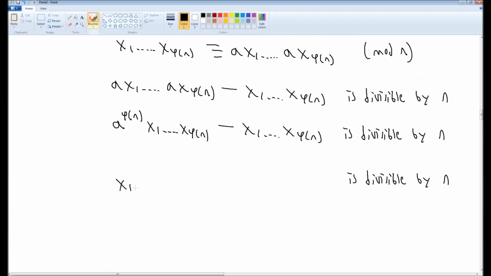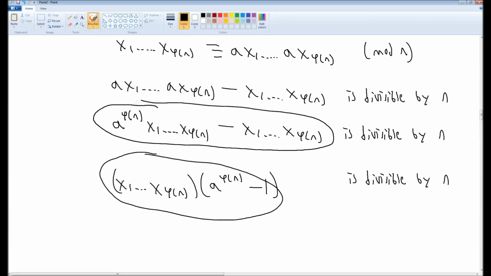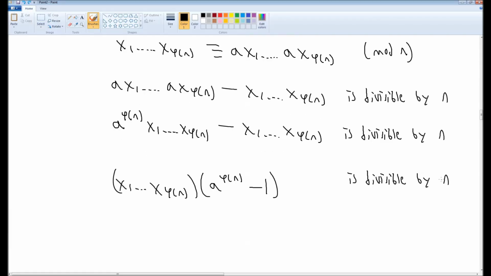So you can rewrite this as x1 times ... times x of phi of n as one thing. Parentheses, the other thing is going to be a to the phi of n minus 1, okay? These are the same as this by the distributive law. But now here's the thing. Since n is an integer that's bigger than 1, and each of these guys has no prime factors in common with n, then that means all the prime factors that appear in the prime factorization of n are going to have to appear in this guy. So that means that this guy is going to have to be divisible by n.